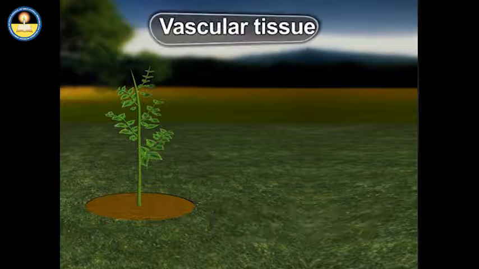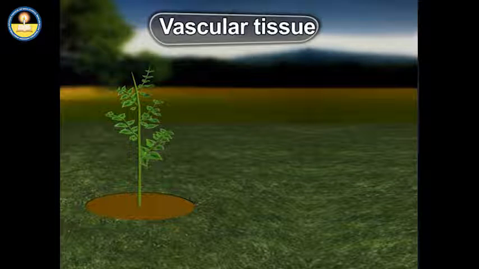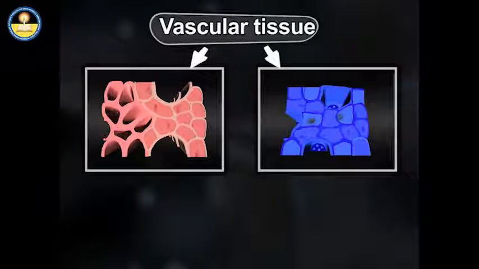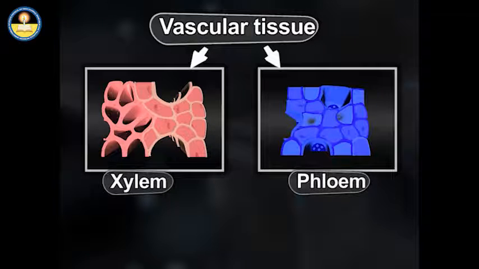Vascular tissue is formed of many types of cells. These cells combine to form complex tissues, xylem and phloem. These complex tissues form transport system which is known as vascular tissue of plant.